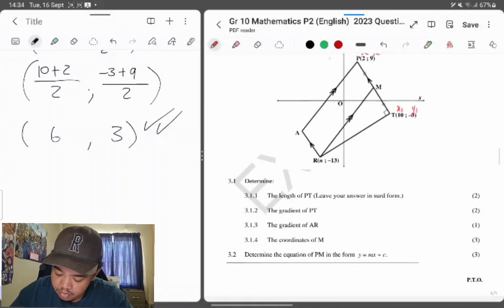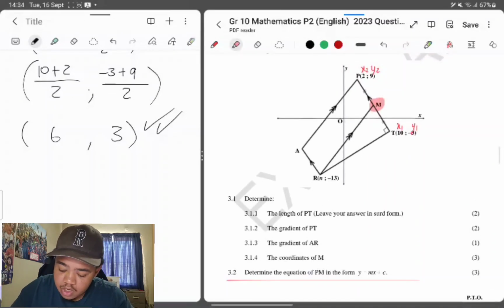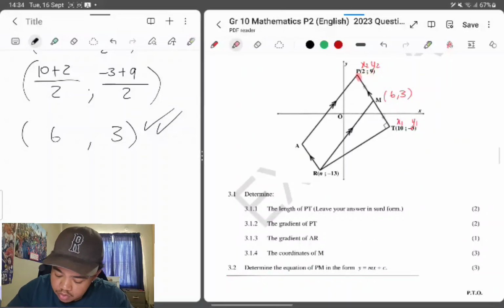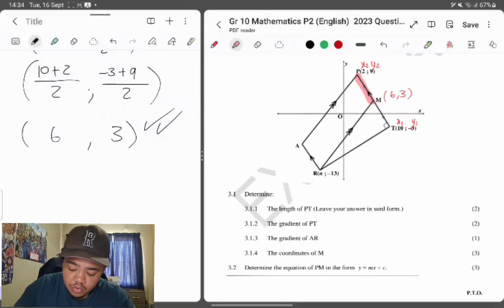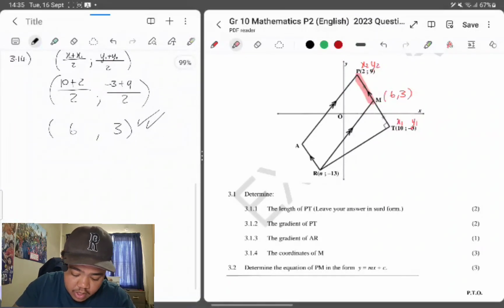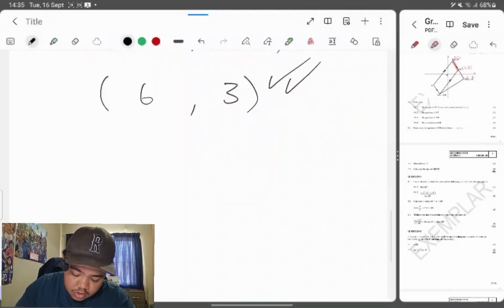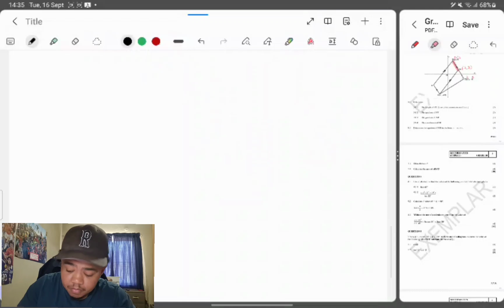Where is PM? You'll see that's M. We know the coordinates of M, we just write them in here, 6 and 3, and there's P. So they want us to work out the equation of this line. When you're working out the equation of a line, there are 2 things you need to know or work out.